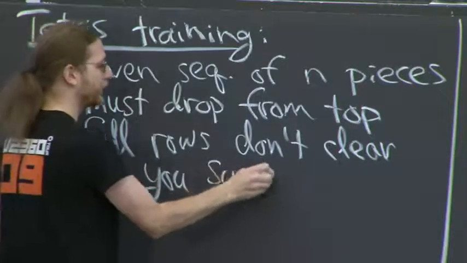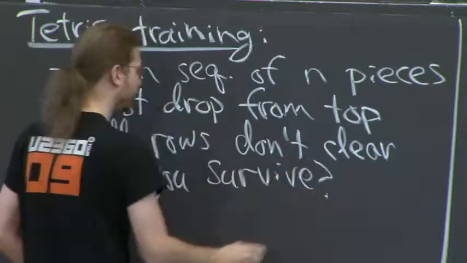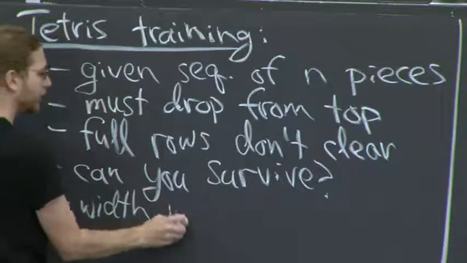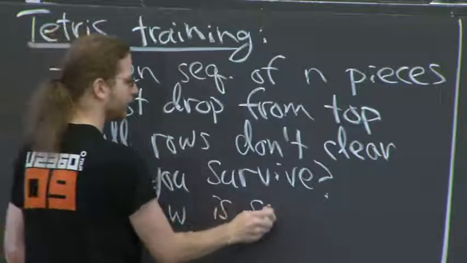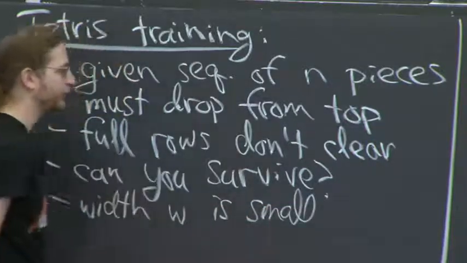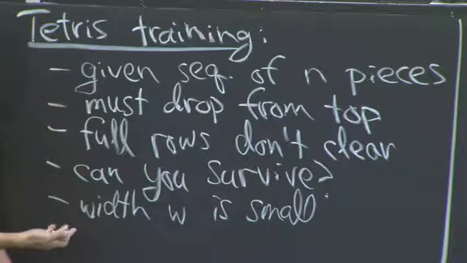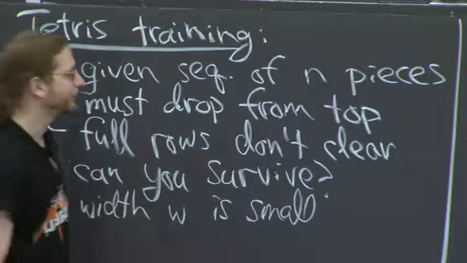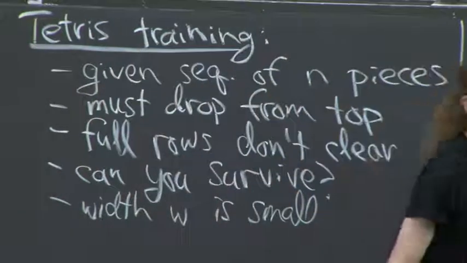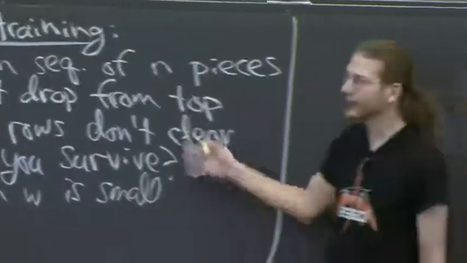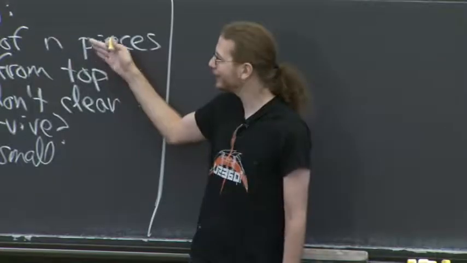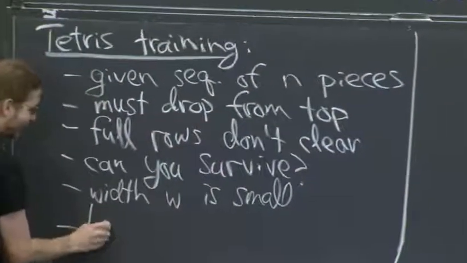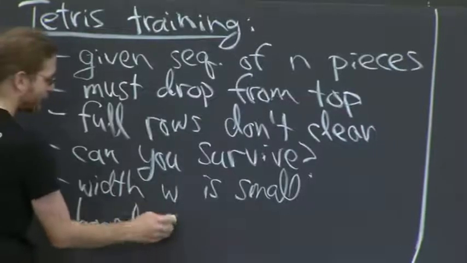Oh, I've got one other constraint. This is actually kind of natural. The width of the board is relatively small, because we're going to be exponential in W. In real life, it's 10, sorry, it's been a while since I wrote my Tetris paper. All of these are kind of weird constraints. Also the board is initially empty. That's like level 1 of Tetris.